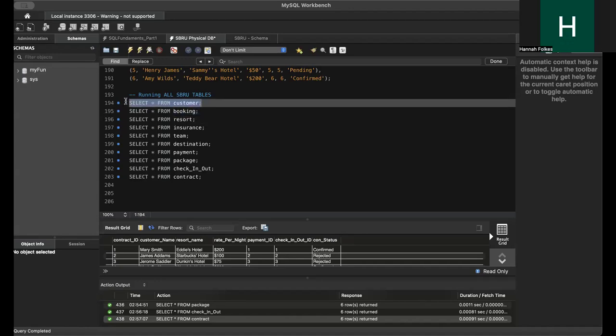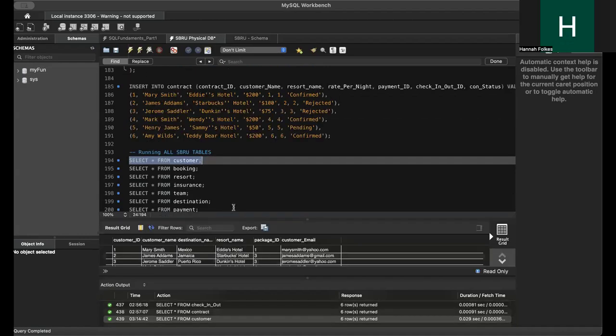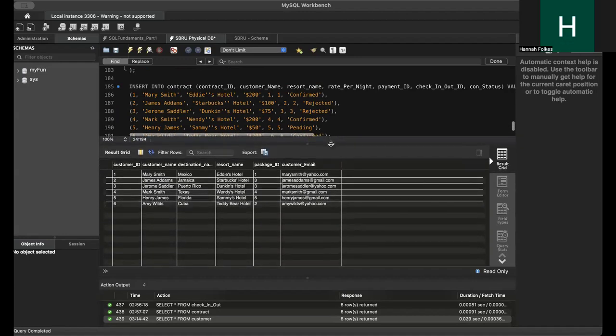So the first table we have is the customer table. And when I run my code, here it is. The customer table basically explains how many customers we have checking in with us and which location and hotel they're planning to stay at.